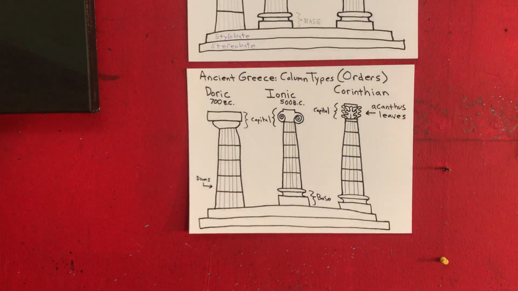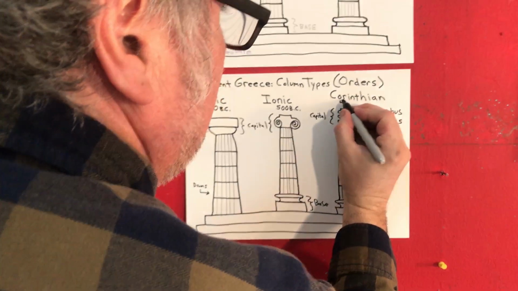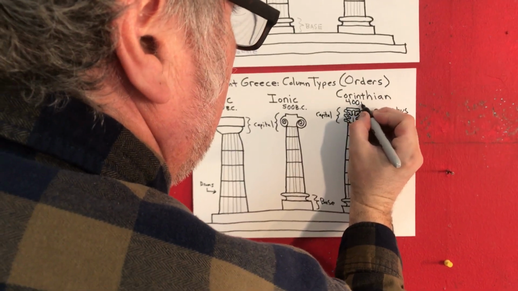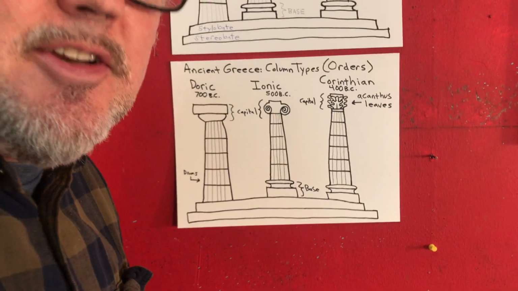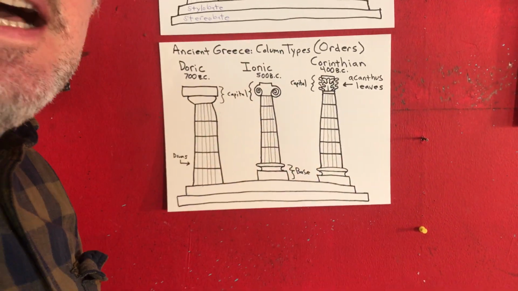Oh, I forgot to put the date. The Corinthian columns, since they're the newest, 400 BC, around the time of Alexander the Great. And there you have it. The 3 orders of Greek columns.